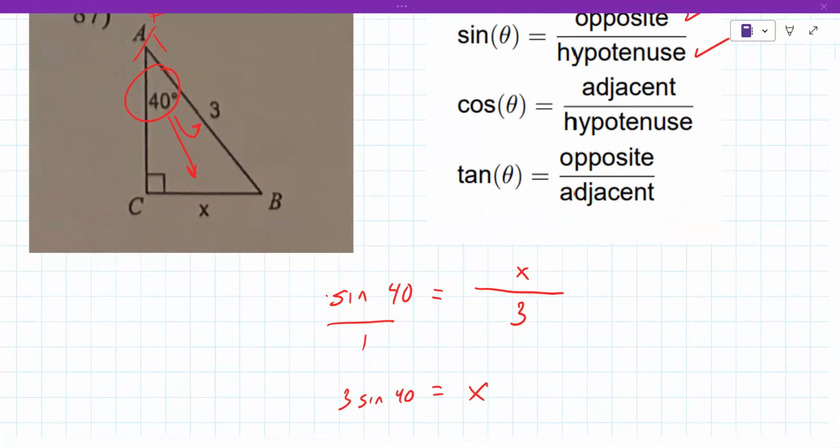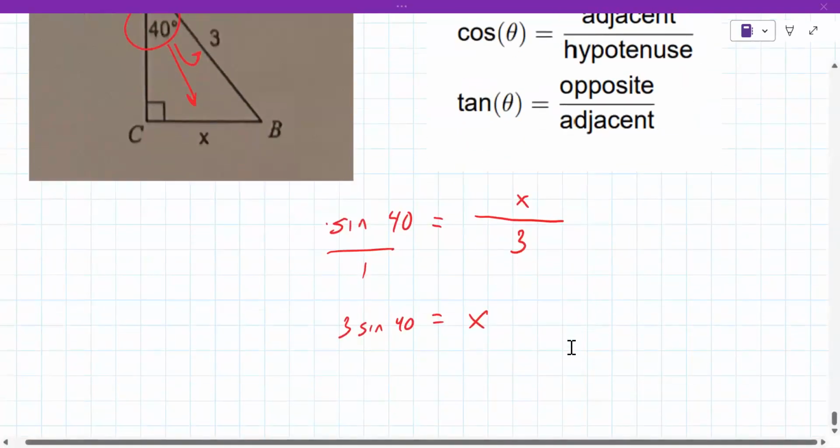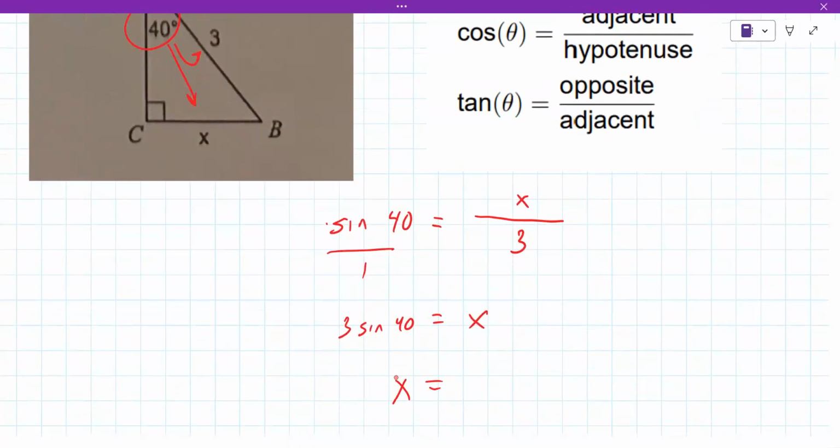Sounds right. Let me just double check here. 3 sine 40. I got a different number. You're just multiplying 3 and sine 40. Let me put it in again. Maybe I didn't hear the answer you gave correctly. It's been a long day. Yeah, I got 1.93. Okay, I must not have heard it.